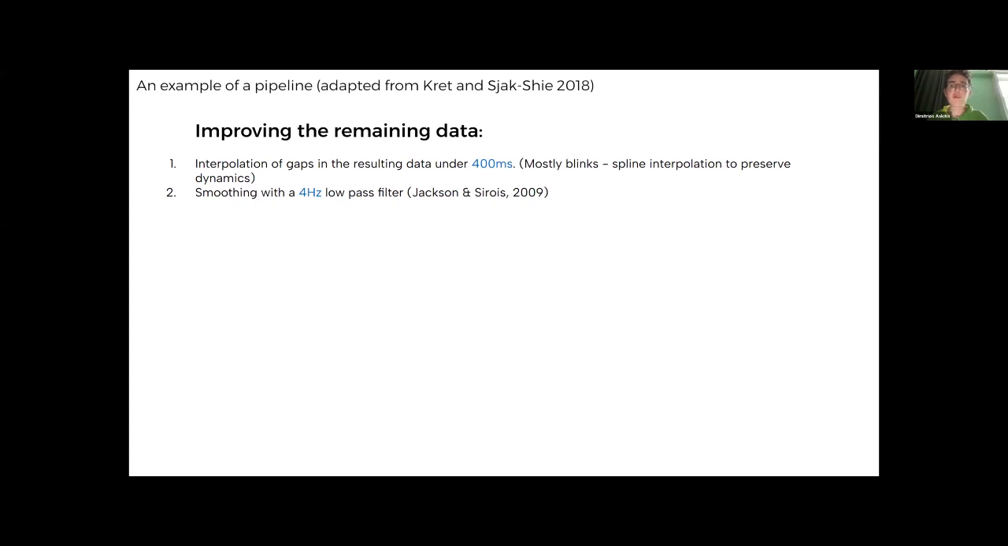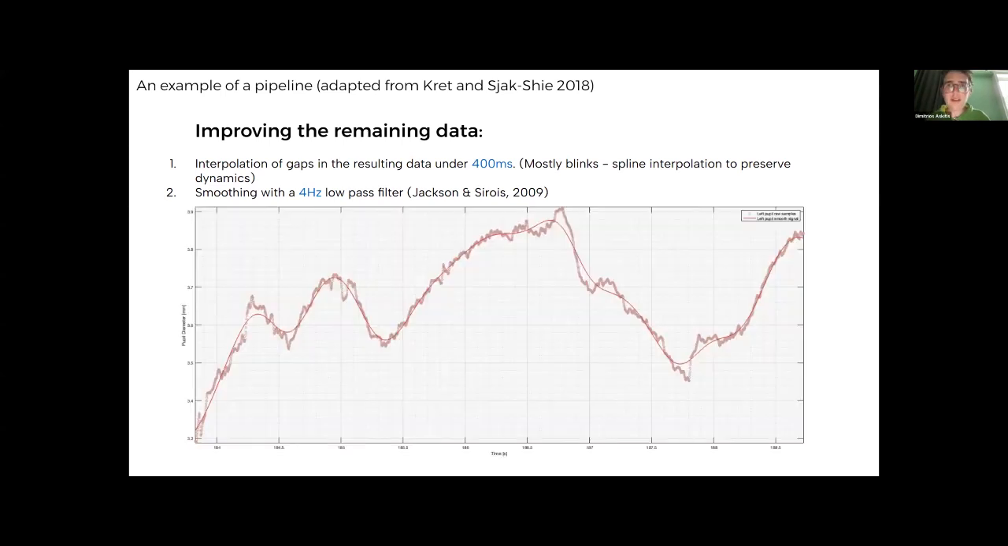And finally, then smoothing the data with a low-pass filter. We use a 4 Hz filter because there was this argument by Jackson and Sirois that in data above that, in higher frequency components, we observe less correlation between pupil size in the two eyes. So basically, data in higher frequency components has more noise to signal ratio. So it's better to remove it to have better quality of data to analyze. And here we see how the data looks after the smoothing.